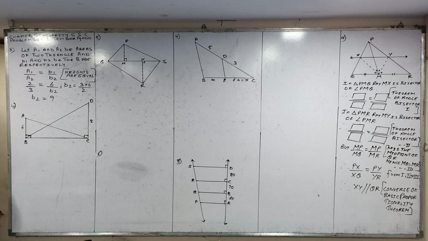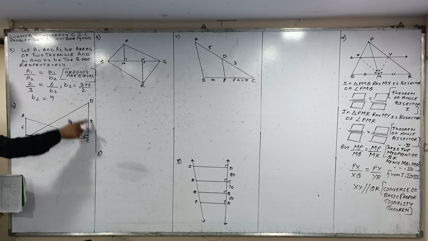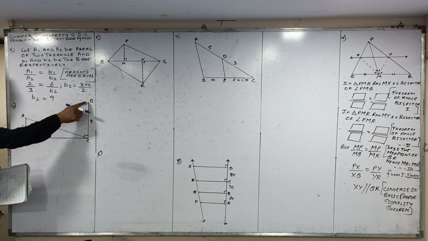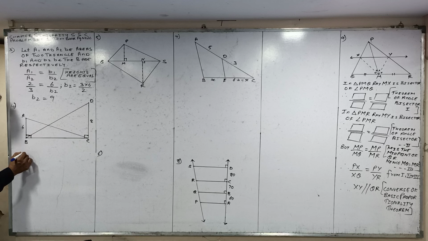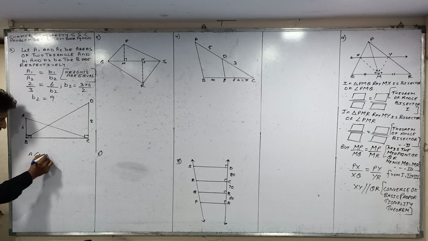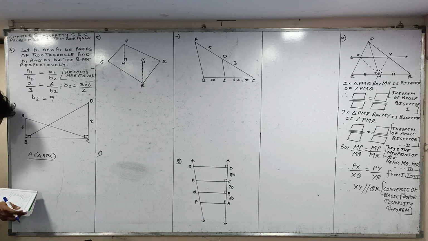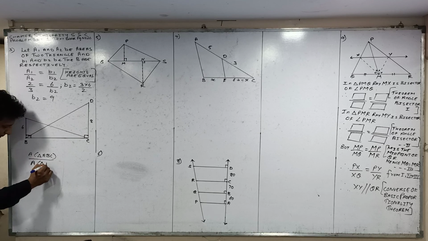Now come to question number 4. In this triangle, angle ABC is 90 degrees and angle DCB is 90 degrees. AB is equal to 6 and DC is equal to 8. You have to find the area of triangle ABC upon the area of triangle DCB.